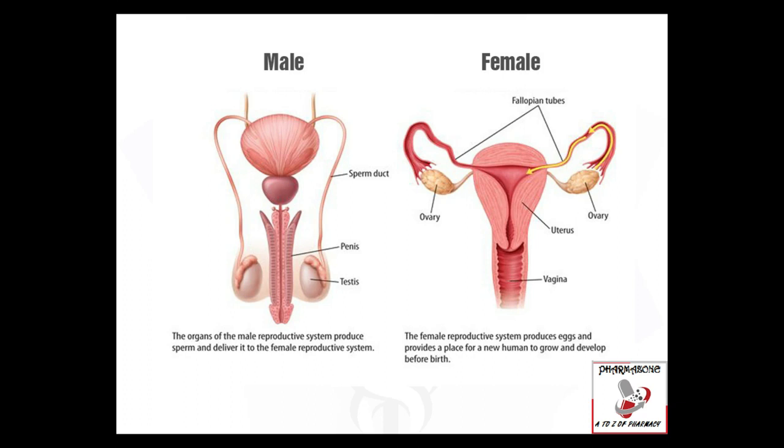For example, the male system has the role of delivering gametes to the female reproductive tract, whereas the female system has the role of supporting an embryo and fetus until birth and also producing milk for the infant after birth. As you can see, the organs of the male reproductive system produce sperm and deliver it to the female reproductive system. The female reproductive system produces eggs and provides a place for a new human to grow and develop before birth. The male reproductive system consists of sperm duct, penis, and testes. Female: fallopian tubes, ovary, uterus, and vagina.